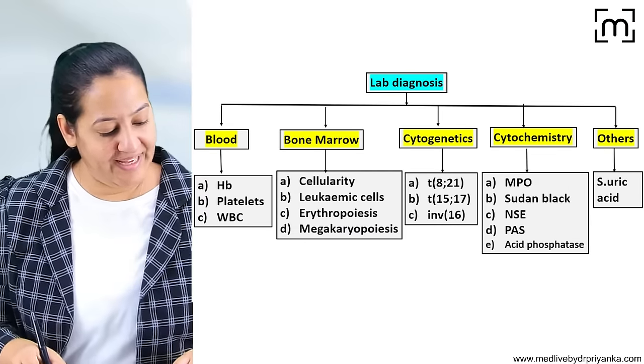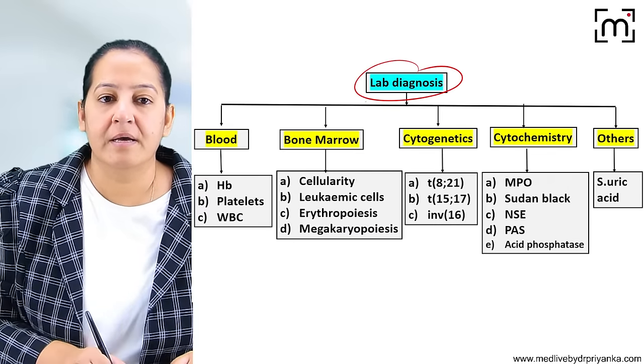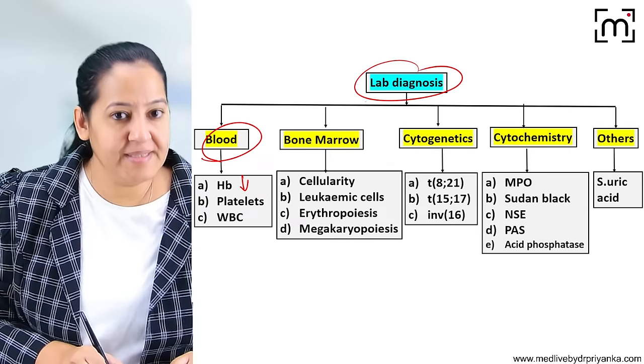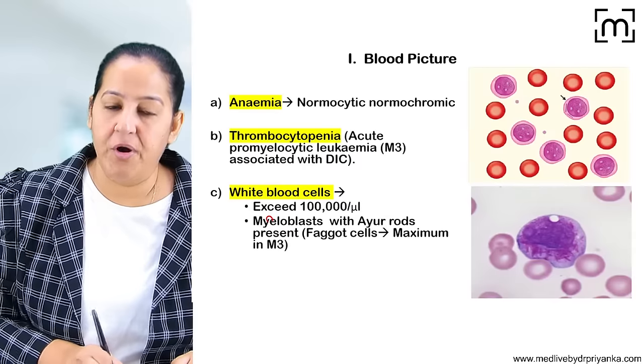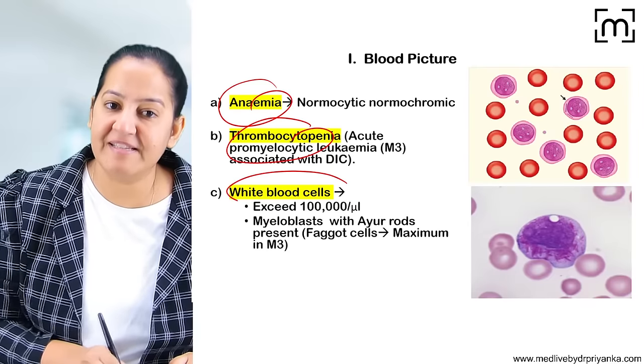Coming to the lab diagnosis quickly. In the lab diagnosis, of course, in the blood, hemoglobin will be less, platelet will be less, and WBC will be more.